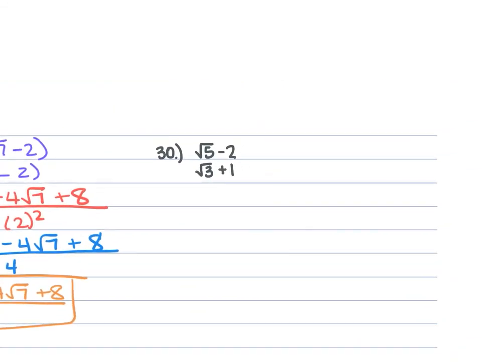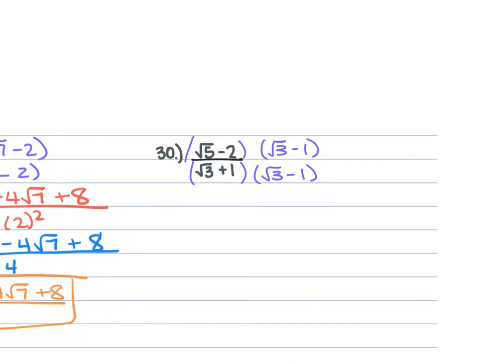For 30, this should have had... there we go, as a fraction. So we have the square root of 5 minus 2 over the square root of 3 plus 1. So we're going to multiply top and bottom by the square root of 3 minus 1.